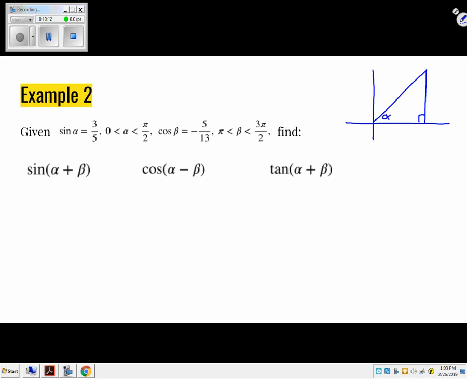So I can get more information about this angle. Because right now, all I know is that sine alpha is 3/5. I'm willing to bet you can tell me two of these sides on this alpha triangle. I think you know the opposite and the hypotenuse, don't you?